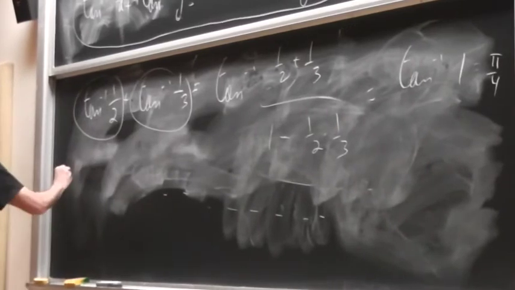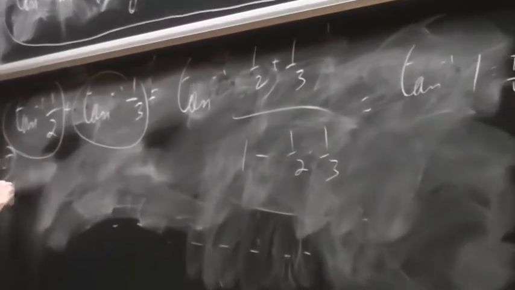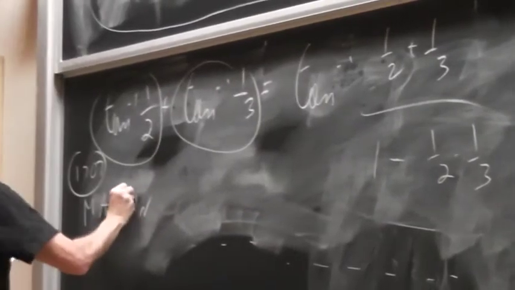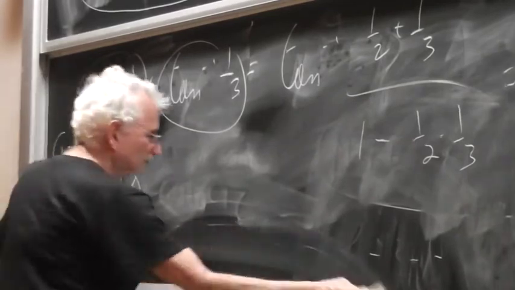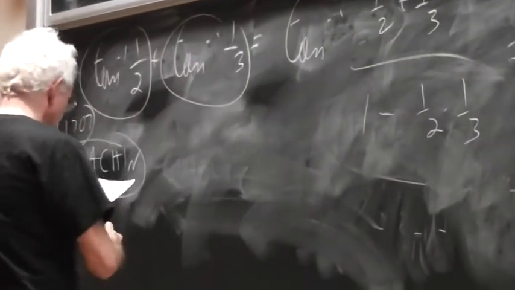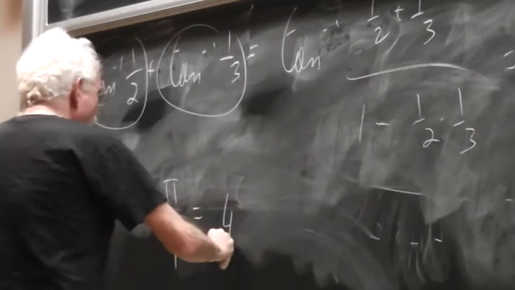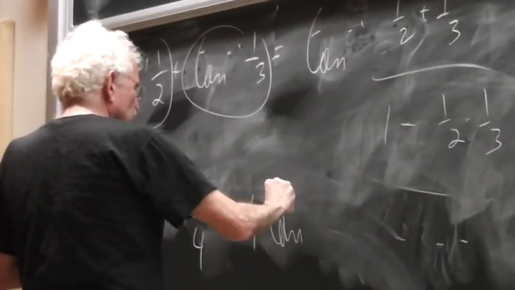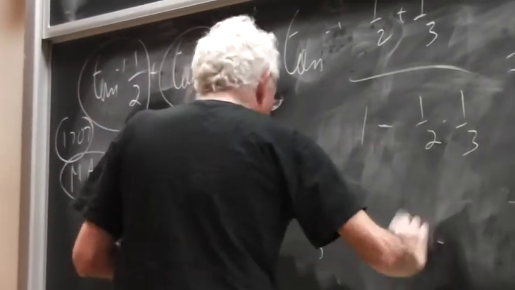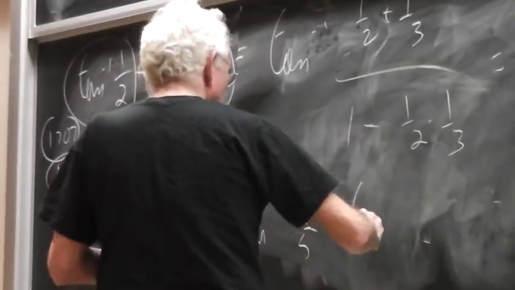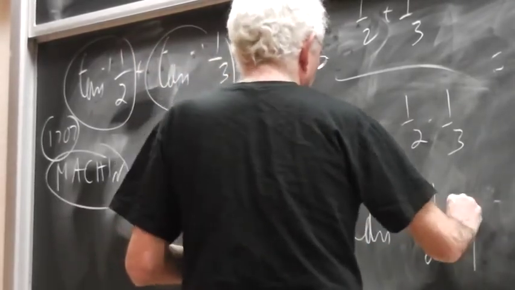And famously, in 1707, I think, some guy called Machin, or I don't know how he pronounced it, found a formula: pi over 4 is 4 times inverse tangent of 1 over 5 minus inverse tangent of 1 over 239. Both of them converge much faster still.